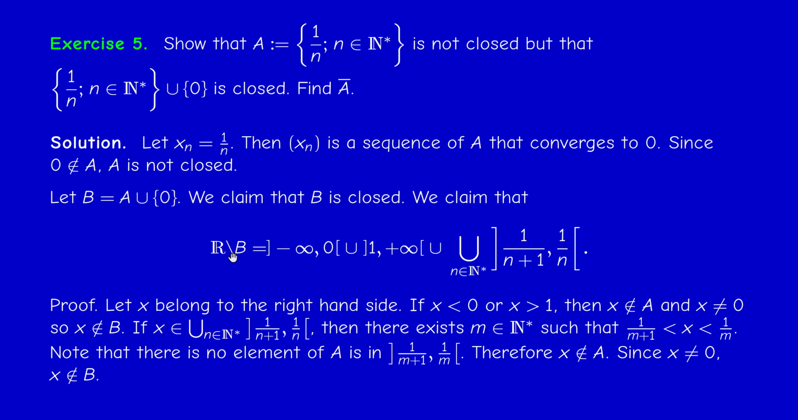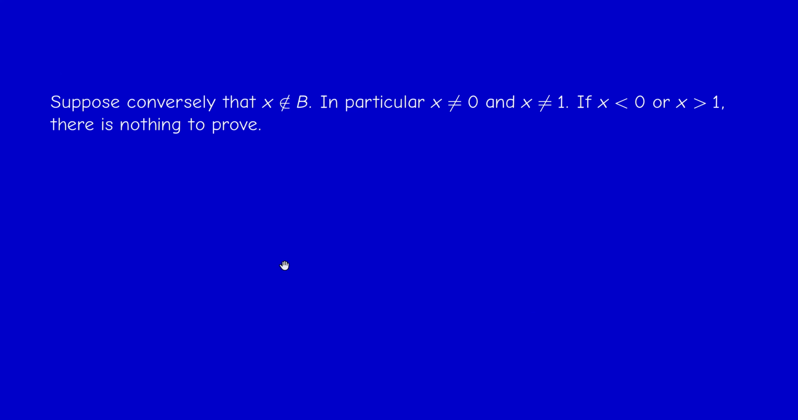Now I have to prove the reverse inclusion. I have to take an element here and prove that it's here. So I take X in the complement of B. If X is negative, then fine, we are here. If X is bigger than 1, it's here. So I assume that X is between 0 and 1. But if X is not in B, then X is different from 0 because 0 is in B, and X is different from 1 because 1 belongs to A. So X is strictly contained between 0 and 1, and so 1 over X is bigger than 1.